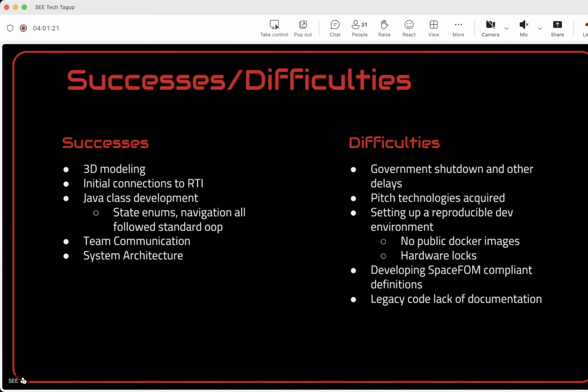There's no Docker images for an RTI, and the hardware locks on the RTI make it hard to work outside your main workstation. Developing SPACE FOM compliant definitions is also another difficulty for us.